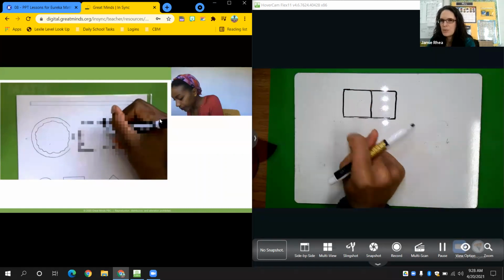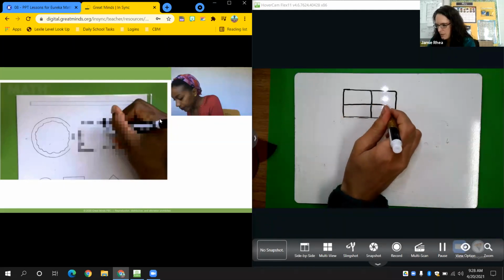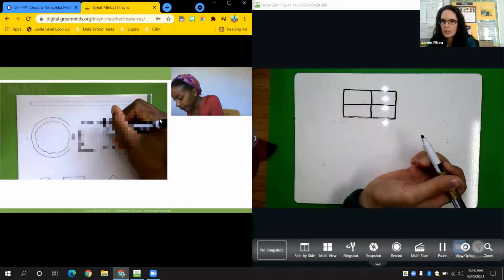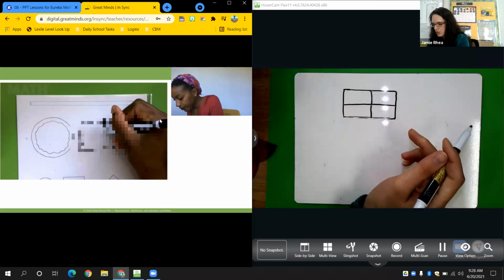Now I have 2 equal parts, but I need 4. So could I... are these still equal parts? Yeah, they're all the same size. Now I could do it another way too.